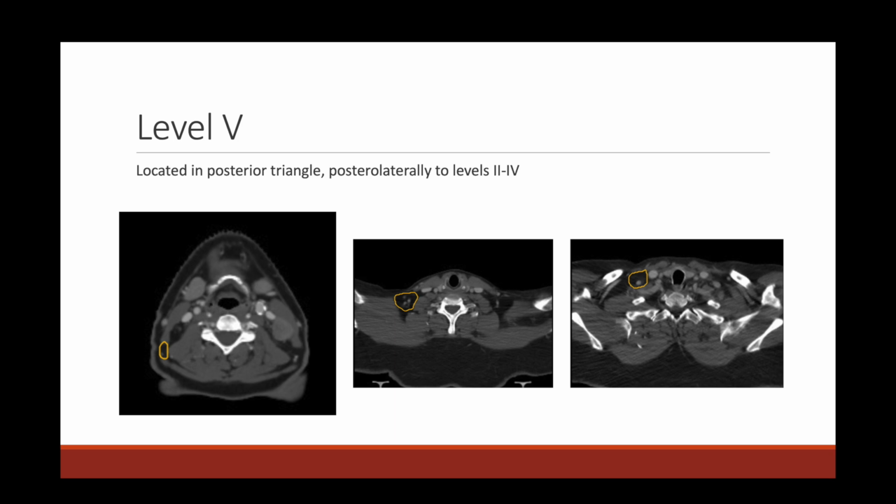If nasopharynx is involved, then those are at risk of spreading to level 5, so we definitely want to cover level 5. And then if there is a level 2 through 4 node involved, because level 5 is adjacent, whichever side we see that involved node, whether it's the right or the left, we would just cover the ipsilateral level 5 as well.